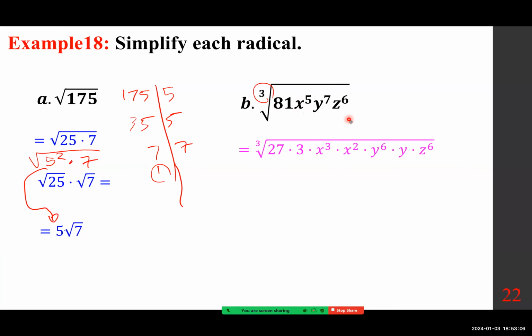Now, this one comes out as 3. This one comes out as x. This one comes out as y squared. This one comes out as z squared. So we put them next to each other. The rest of them remain, and we are done.